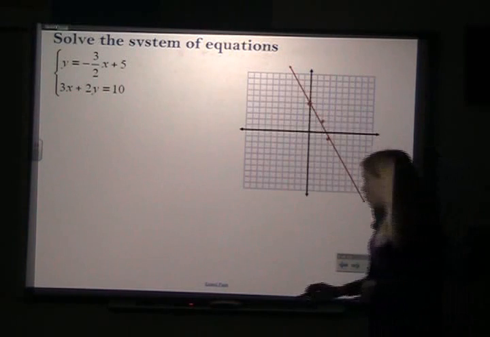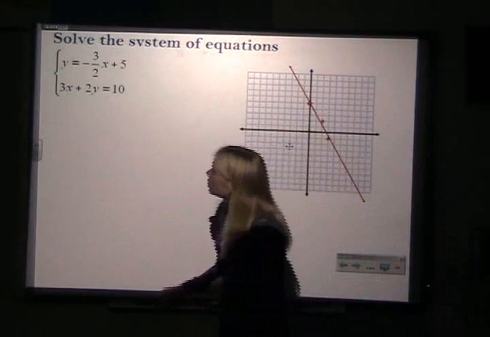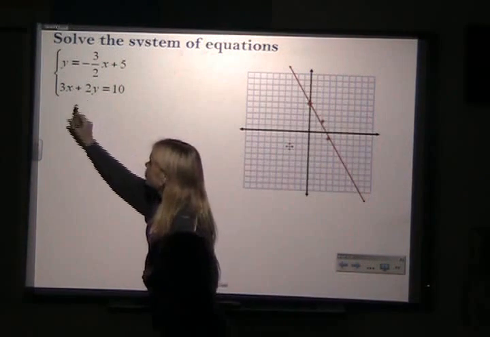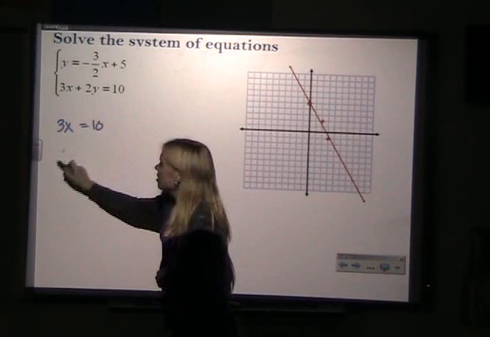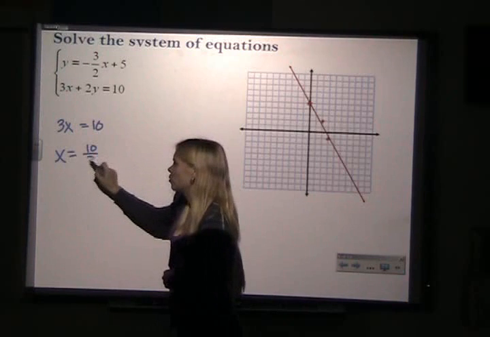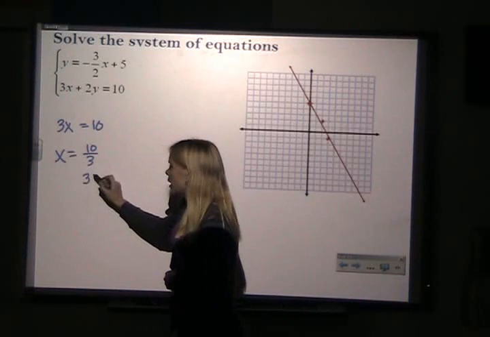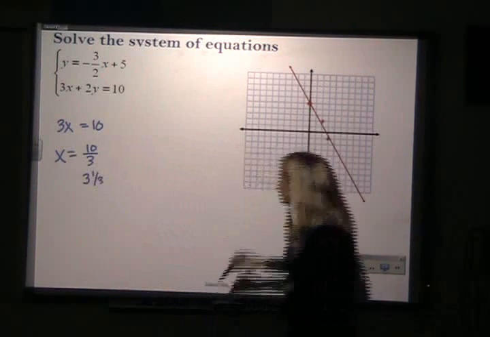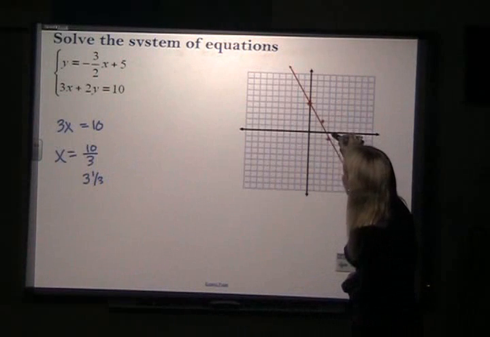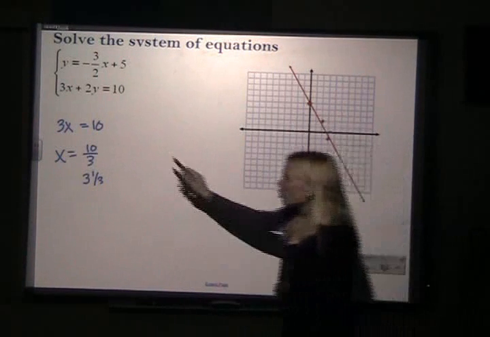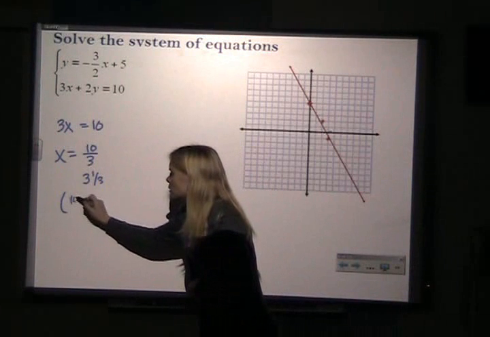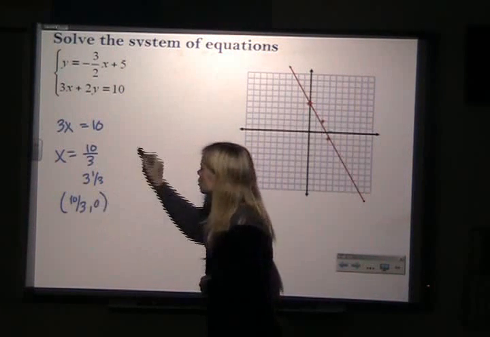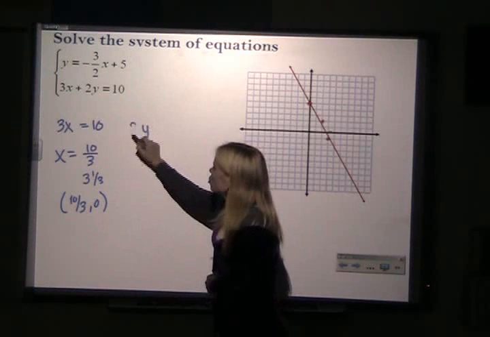Okay. For the next line, I'm going to find my x-intercept. So 3x equals 10. I don't want to graph 10 over 3 or 3 and 1/3. That's a very difficult point to use. So I'm going to go ahead again and use the y-intercept.